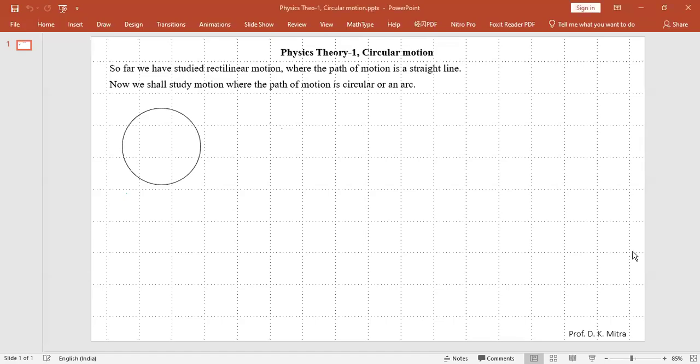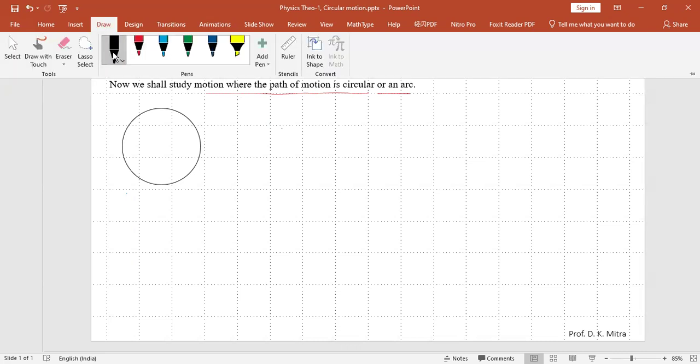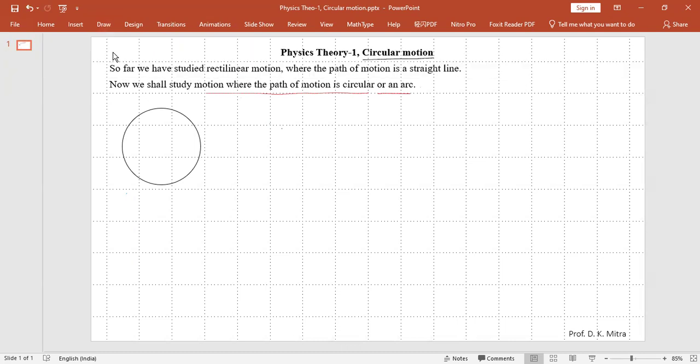Today we start a chapter. It's actually a theory chapter, the chapter of circular motion. Now, in circular motion, say that when the path of the motion is circular, or at least a part of a circle, that is an arc. In circular motion, the various formulas are quite similar to the rectilinear motion formulas, but the notations are different. We shall see what these are.